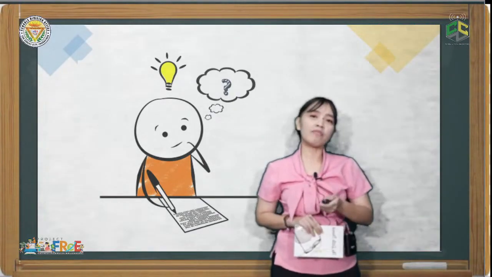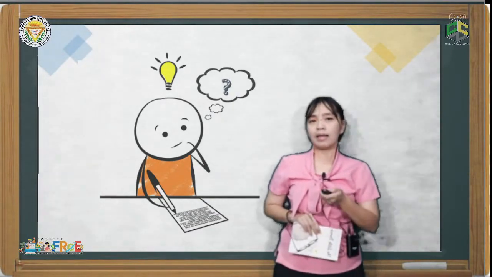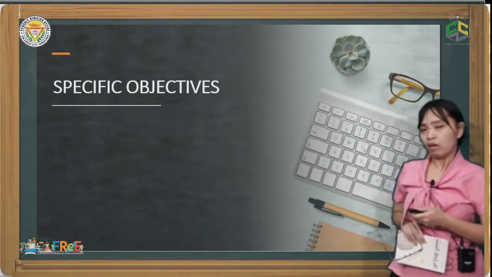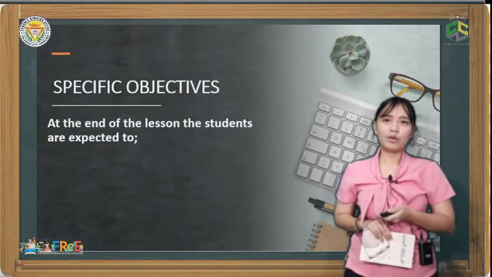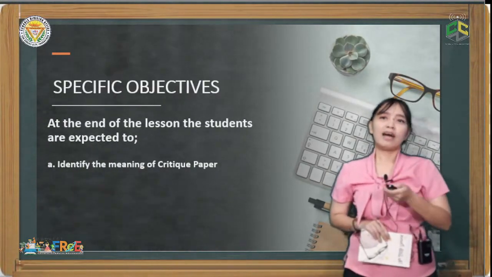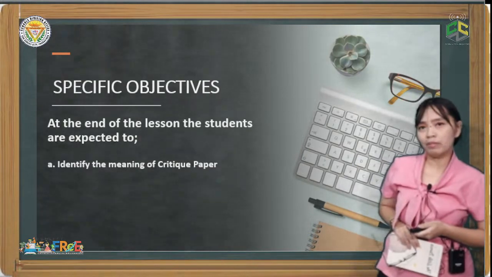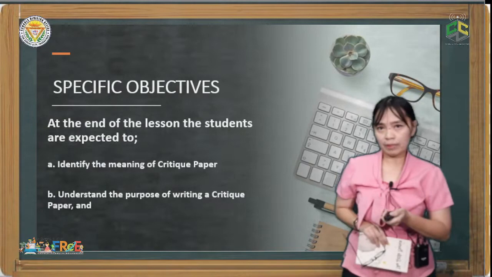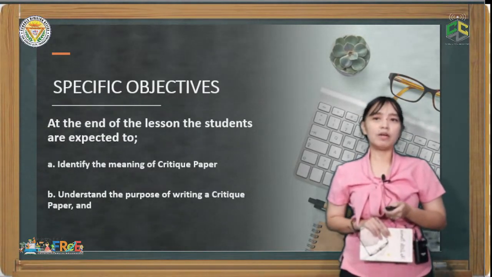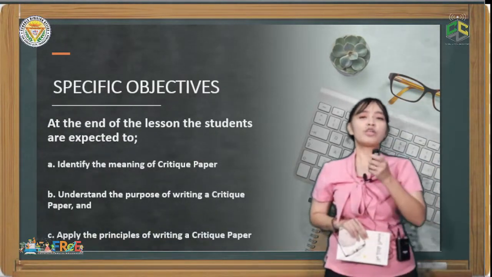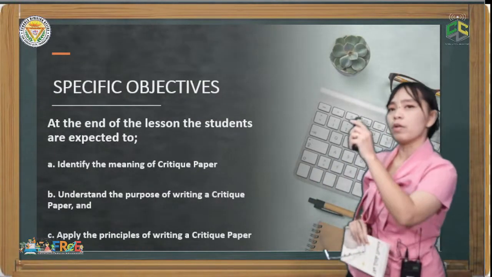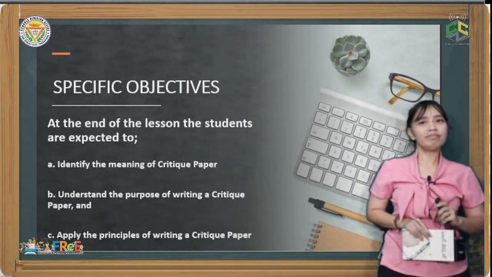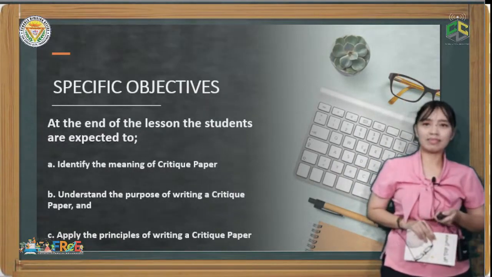So before we have the main chunk of our discussion today, I'd like to tell you about the objectives that we have for today's lesson. So what are the objectives that we have? First, you are going to, yes, identify the meaning of a critique paper. And of course, you are also expected to understand the purpose of writing a critique paper, and definitely you are going to apply the principles that you're going to learn in writing a critique paper. So, let's all begin with the lesson.